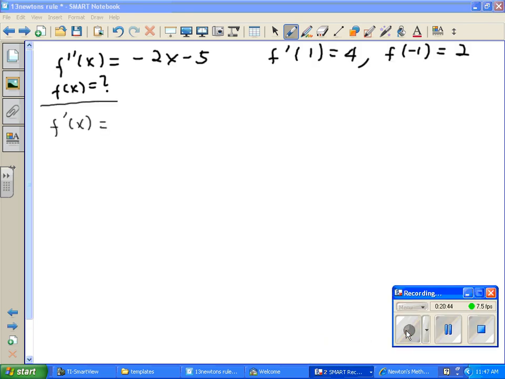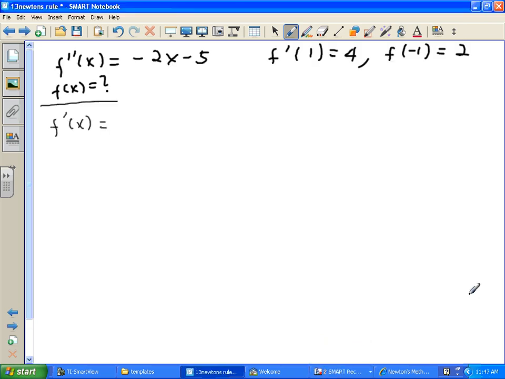Here we go. We have another function. This time we know the second derivative of a function is negative 2x minus 5. Then we have two extra bits of information given to us. The first derivative at 1 is 4. The function value at negative 1 is 2. We are asked to find the original function. And because they give us two extra bits of information, we're going to be able to determine all the constants.